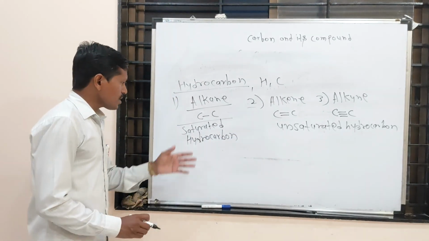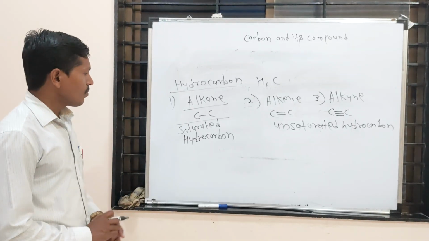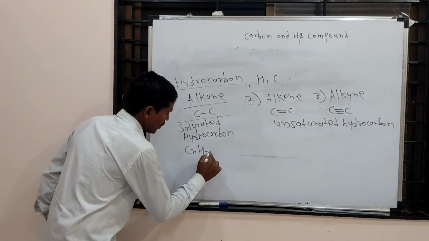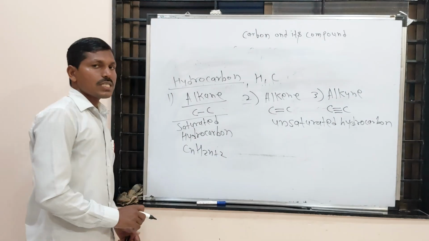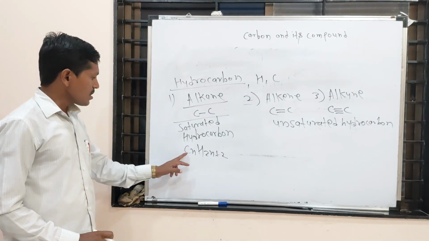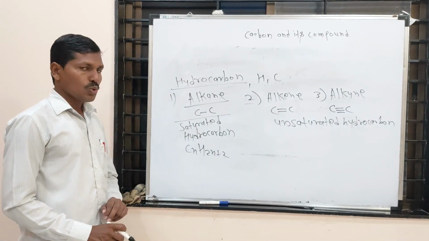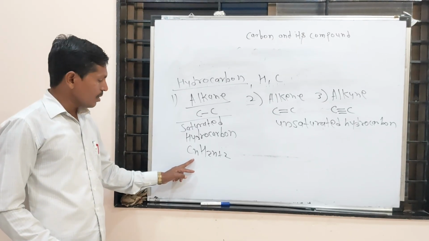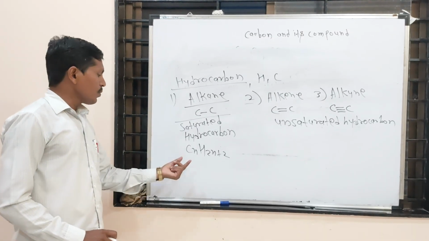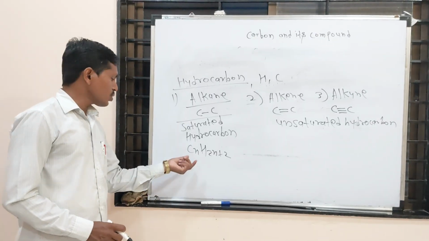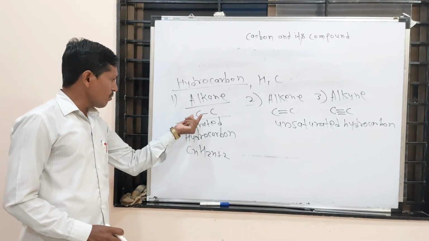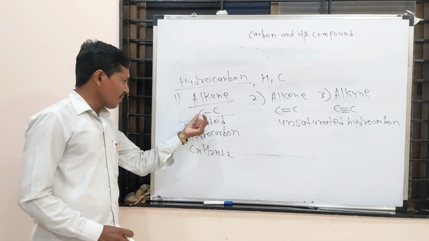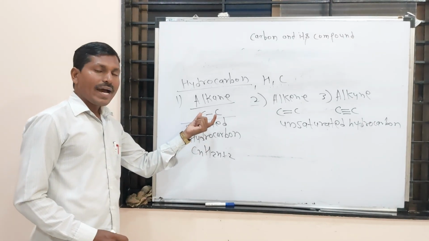Now, what is the general formula for the alkane? For example, you see CnH2n+2. This is the general formula for the alkane, CnH2n+2. Here n is nothing but the number of carbon atoms. By using this formula, if we know the value of n, we can find out the value of H, the number of hydrogens present in the particular compound.